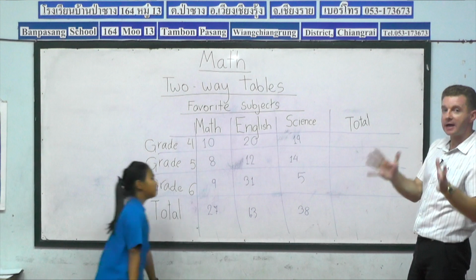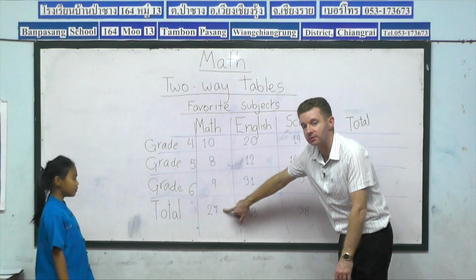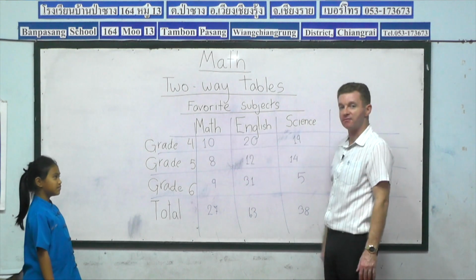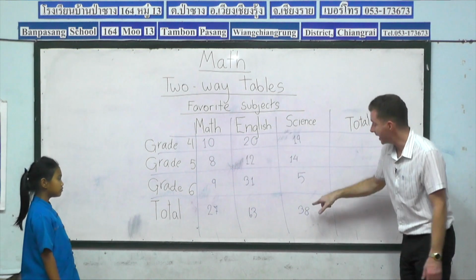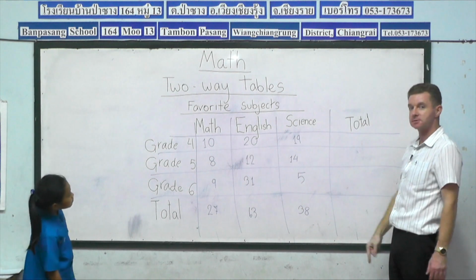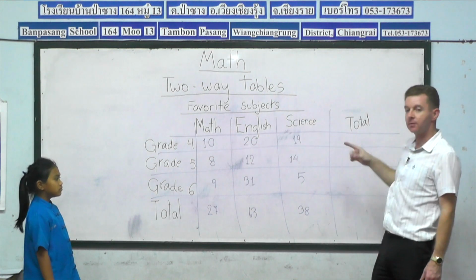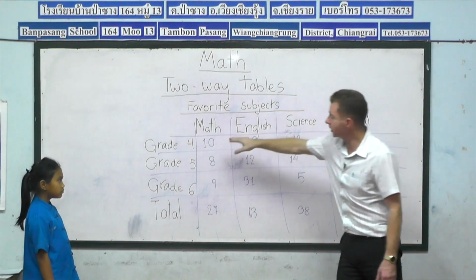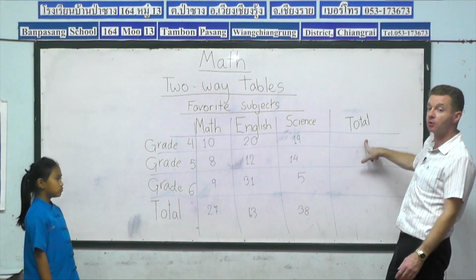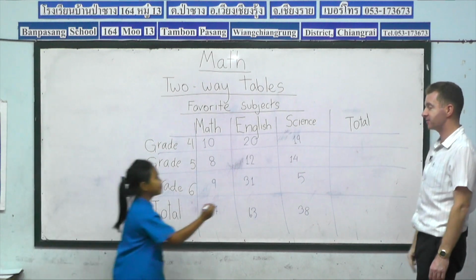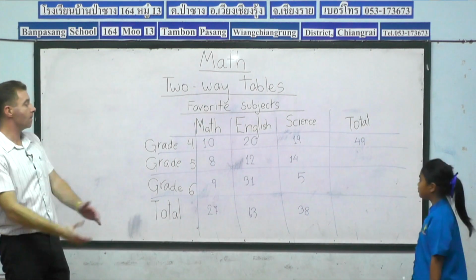So now we've worked out the totals of all the favourite subjects. 27 students in the 3 grades have math as their favourite. 63 students have English as their favourite. And 38 students have science. But now, that's only one way to read the table. Now let's do the second way, the number of students. Looking at the answers for the 3 subjects, how many students in grade 4? 49, correct. In fact, you can stand there now, Pak Bung, because you're writing. Now, how about grade 5?